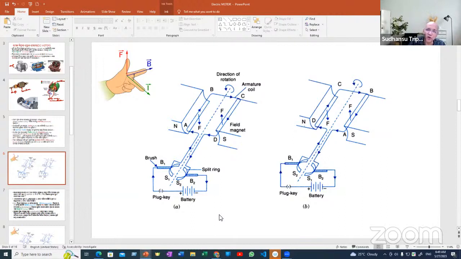There will be no current passing through the coil. But inertia is so powerful. The inertia of motion is so high at that time.